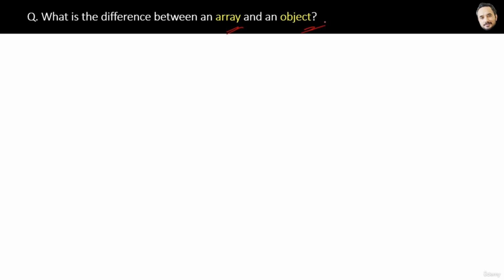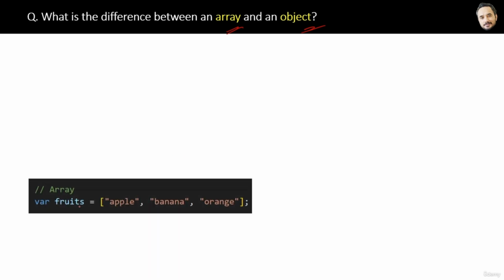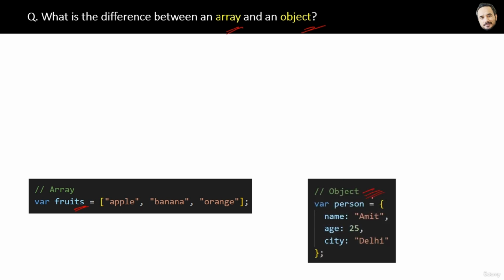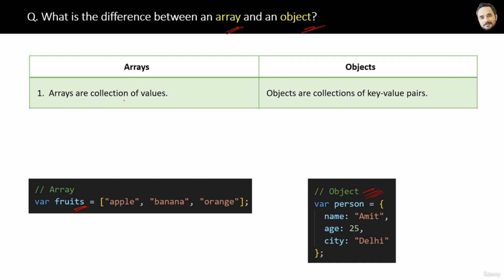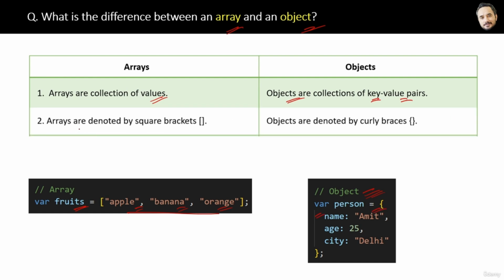Let's see the code first. Here you can see the code of an array, and here is the code of an object. Now let's see the differences. First, arrays are collections of values. So all these elements in the array are values and nothing else. Whereas an object is a collection of key value pairs, right? The second difference is that arrays are denoted by square brackets. That is the syntax of an array. Whereas objects are denoted by curly braces like this.